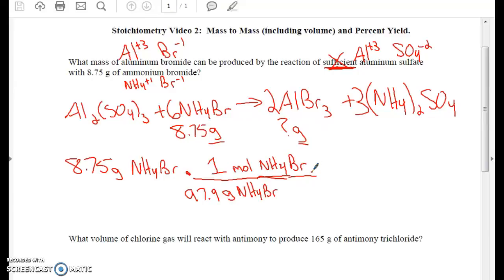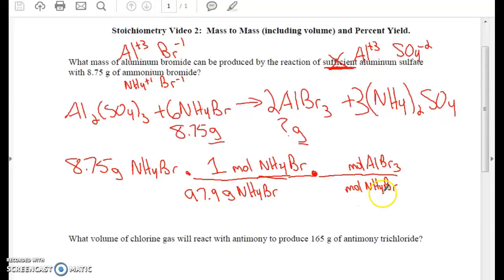All right, now you could get an answer here and then multiply that answer by the mole ratio and then get an answer there and multiply it by the other conversion factor. I'm going to put them all in the one step. It's quicker that way. It involves less rounding, so less chance for an error with that. So now you have moles of NH4Br. We want those to cancel out. So you have moles of NH4Br. We want to convert it to moles of AlBr3.